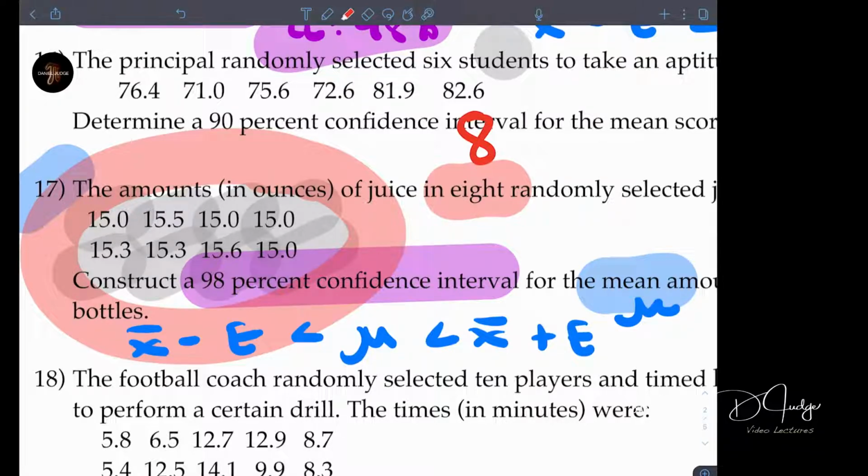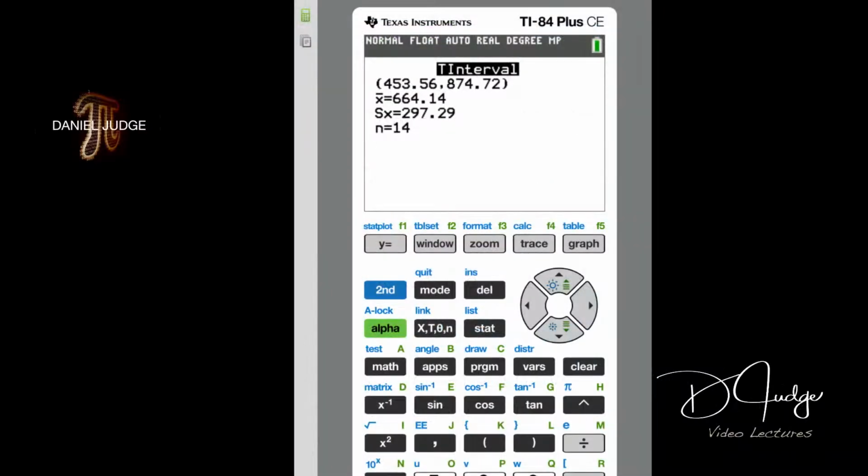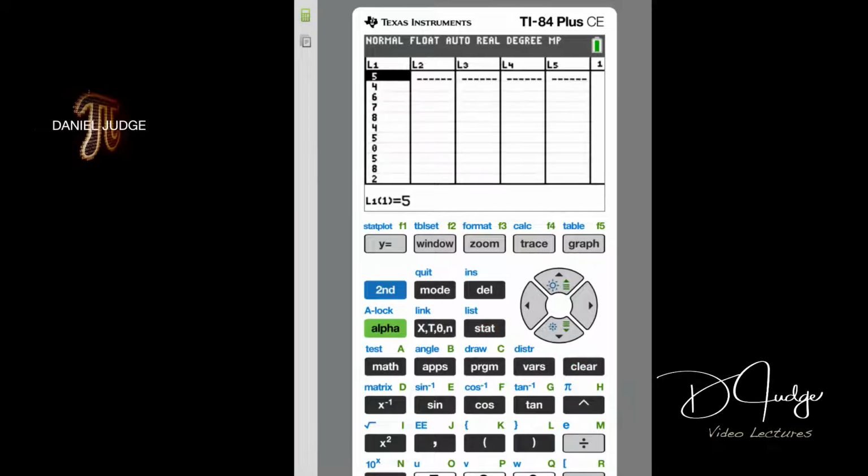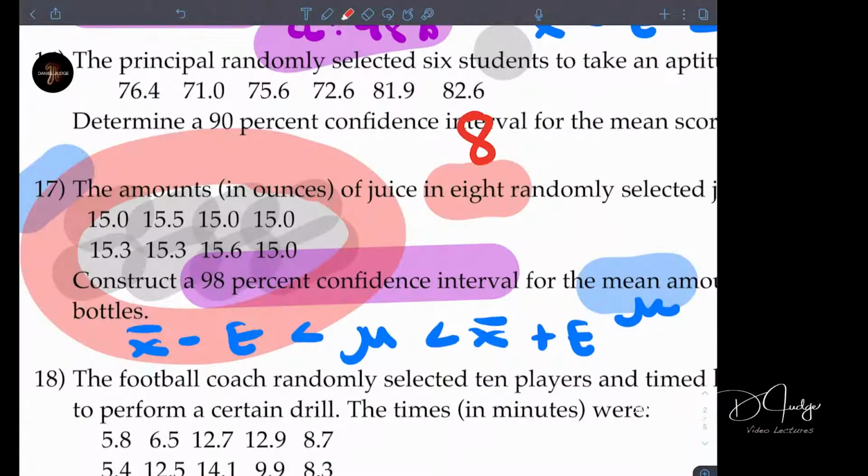So if you guys remember what you do in the TI calculator, I don't even remember. Is it stat, edit? I'm going to clear list 1 up. I got to enter this data in a list, if you guys remember. So I'm going to clear that out, go up to the name and hit clear. Now go back. Now I am free to enter all of that data.